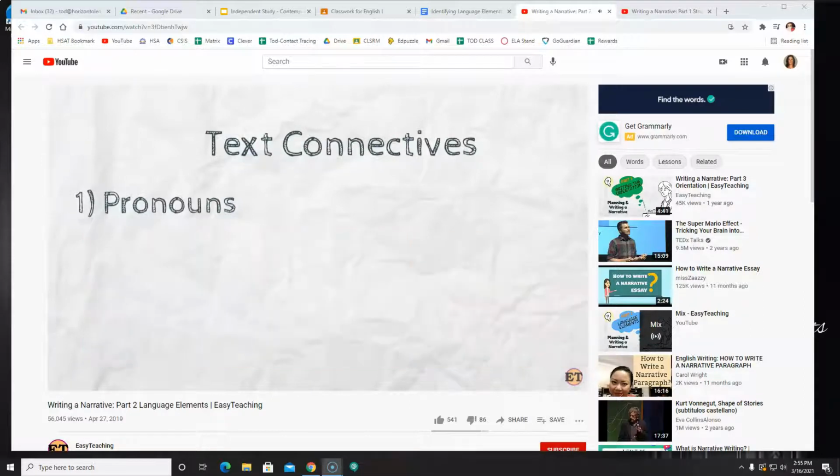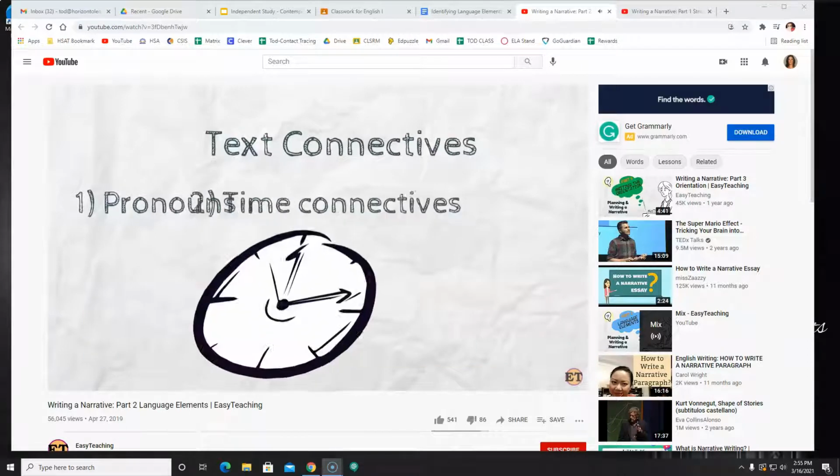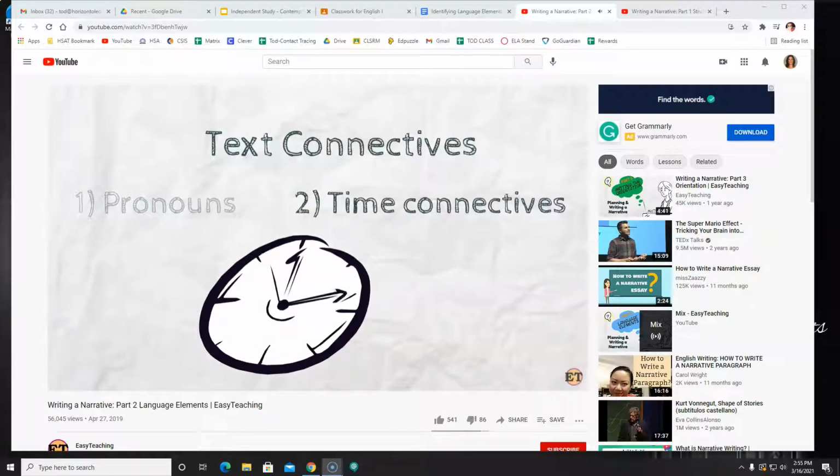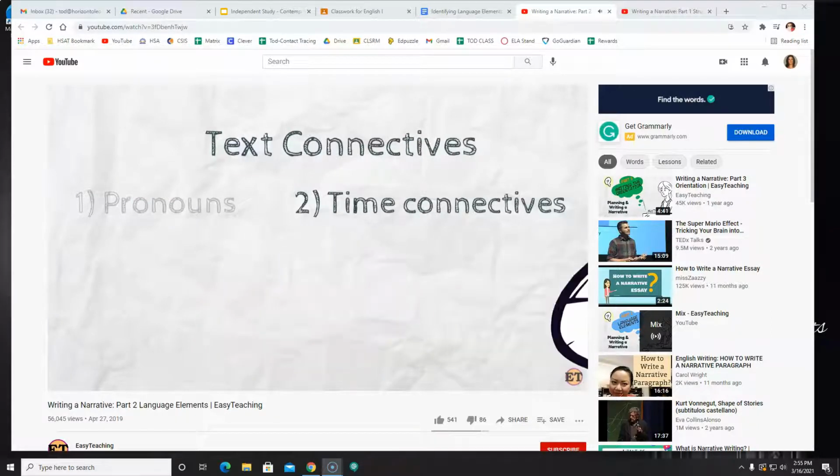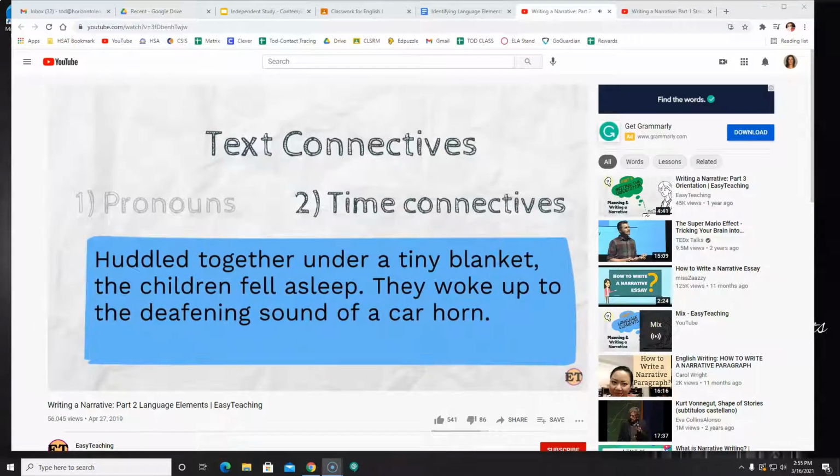Another device writers use to make their writing more connected is time connectives. Time connectives signal to the reader when an event took place. Take this passage of text as an example. Huddled together under a tiny blanket, the children fell asleep. They woke up to the deafening sound of a car horn.